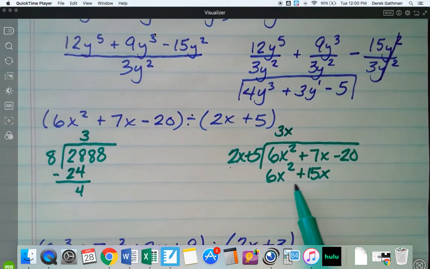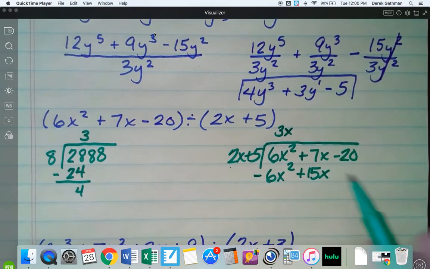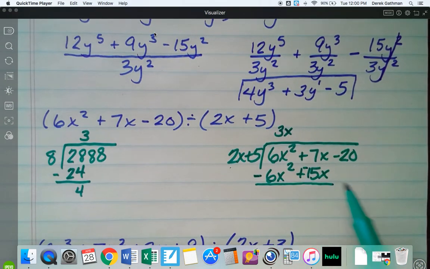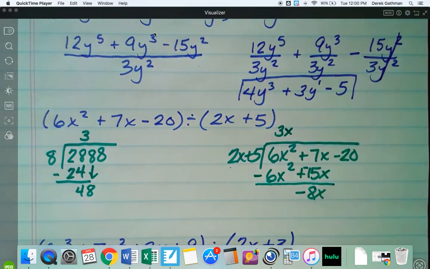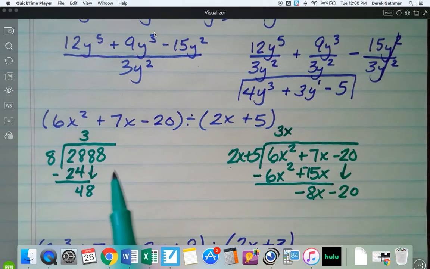I'm going to do the same thing here. I'm going to subtract everything here. So I'm going to subtract a 6x squared, and I'm going to subtract a 15x. So I've got to change my signs on both parts. And those cancel out, and I get negative 8x over there. All right, next step, you bring down your next digit. Same over here. Right, bring down my next digit, then I do the same process.